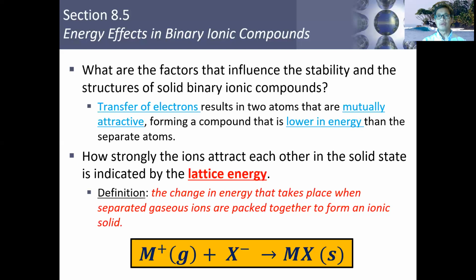And then we also were able to discuss isoelectronic series. The isoelectronic series is a series of atoms that have the exact same number of electrons. They have the exact same electron configuration.